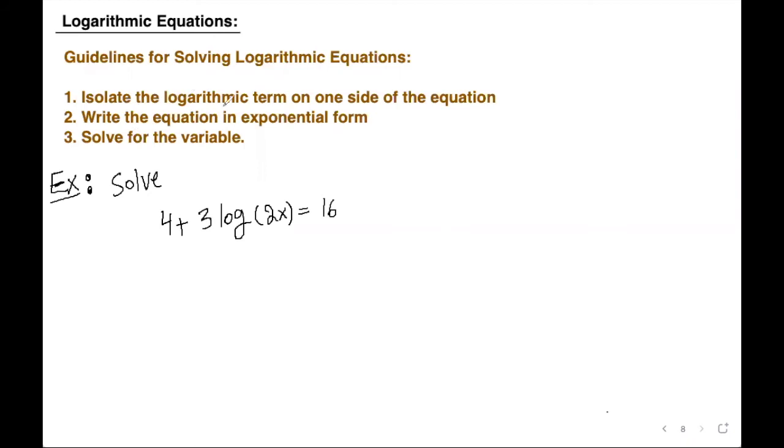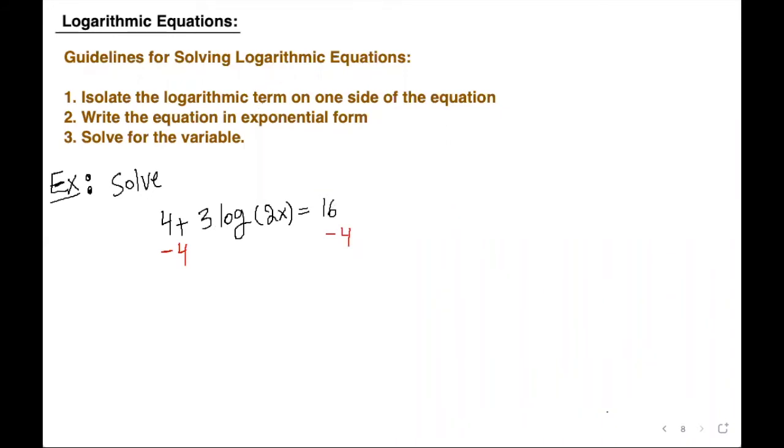First step, isolate the logarithm term on one side. What do I have to do? I need the logarithm on one side and everything on the other side. You subtract 4. Yes, subtract 4 from both sides.